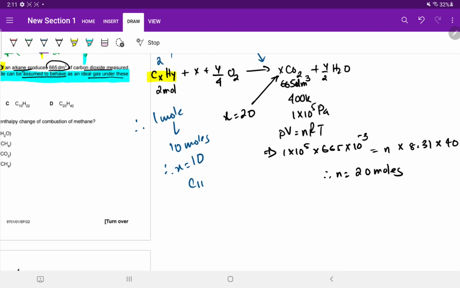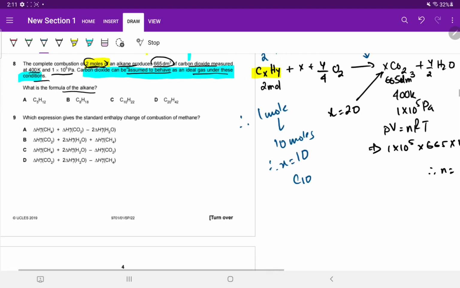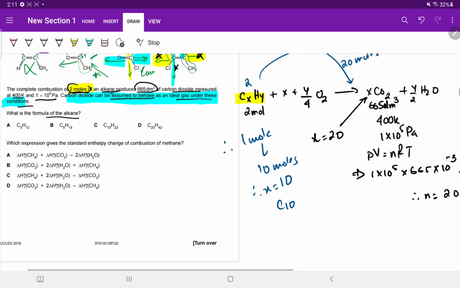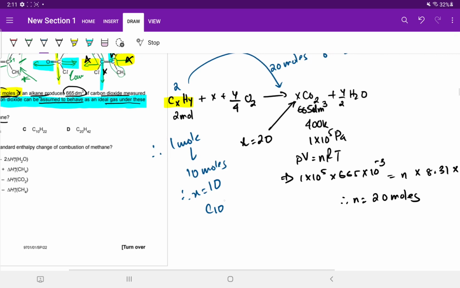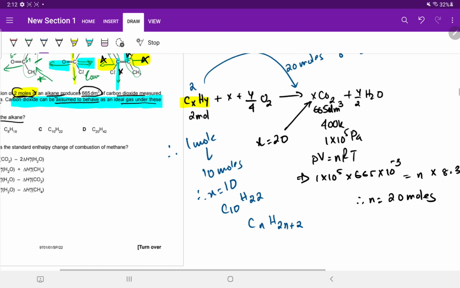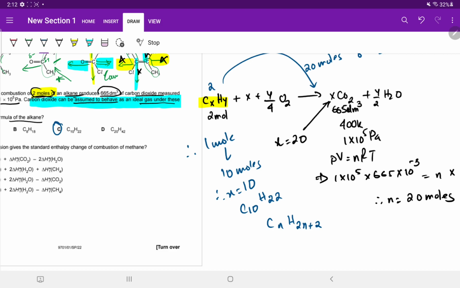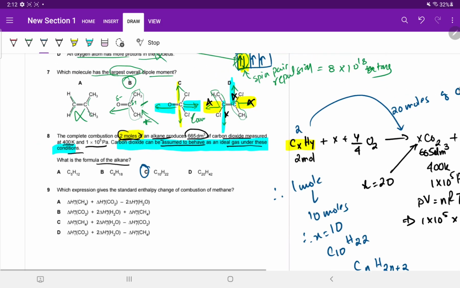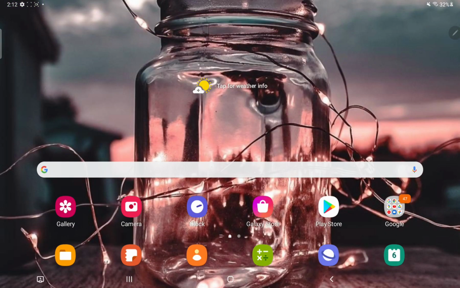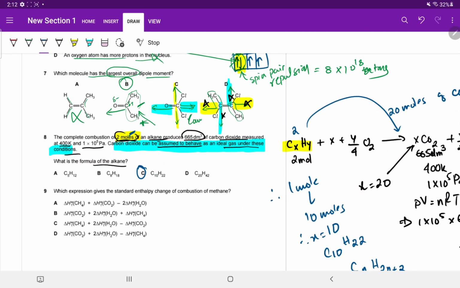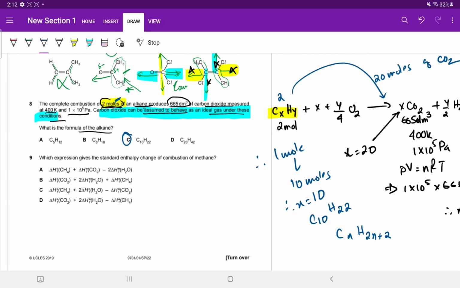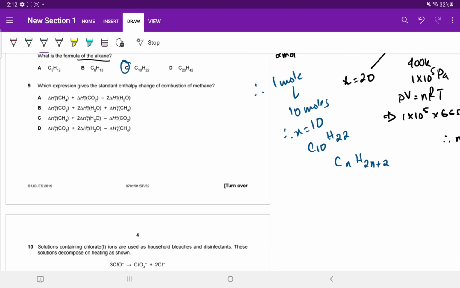Okay, so it shall be C10 somewhere, and since it says that this is an alkane, so it shall be C10H22, because we know the general formula for alkane is CnH2n+2. So it's 10, and 2 times 10 is 20, plus 2 is 22. So option C is our correct response, because they have mentioned that 2 moles of this reacts. They did not mention 1 mole. Okay, that's why we have to consider the 2 moles. So that's another trick which Cambridge played here.